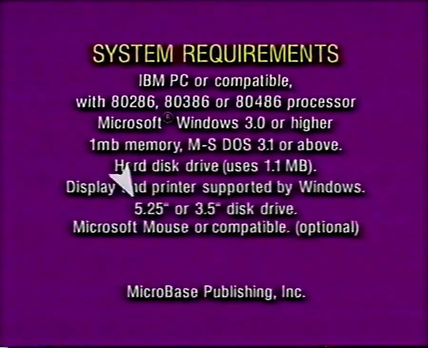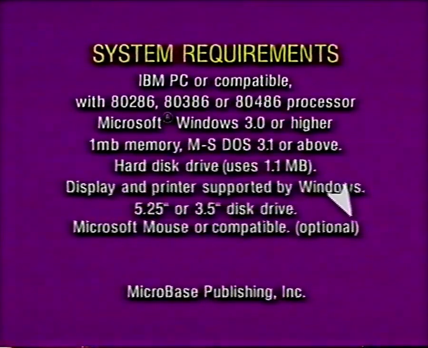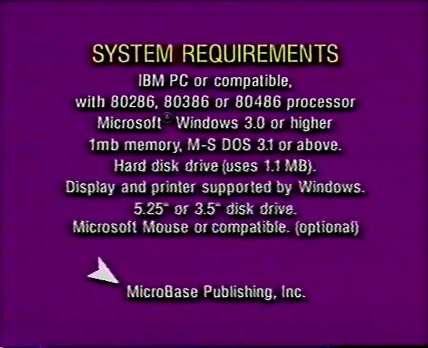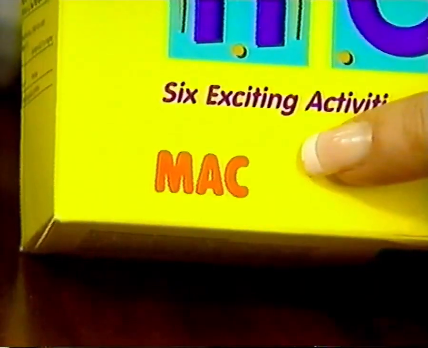And your computer should also have one floppy disk drive that could be a 5¼ inch or a 3½ inch disk drive. A Microsoft mouse, or one that looks and works like a Microsoft mouse, is optional, and you see this in parentheses. Well, this means you don't need a mouse, but it's a good idea to use one because the program will be easier to use with one. Now, here's the name of the company that publishes the software. This software is for an Apple Macintosh computer. It says Mac right on the box.